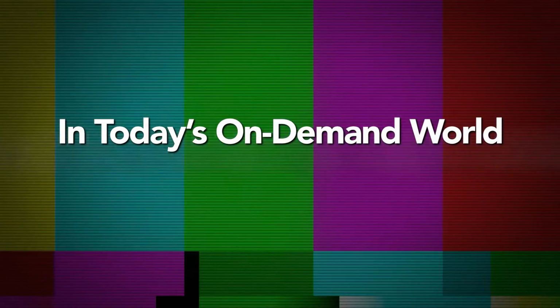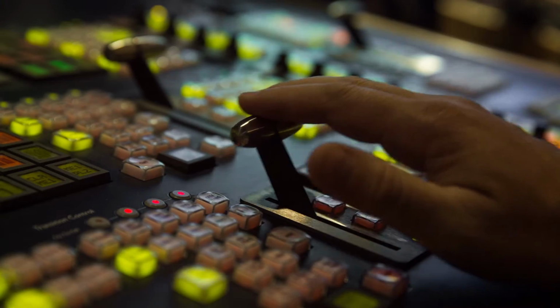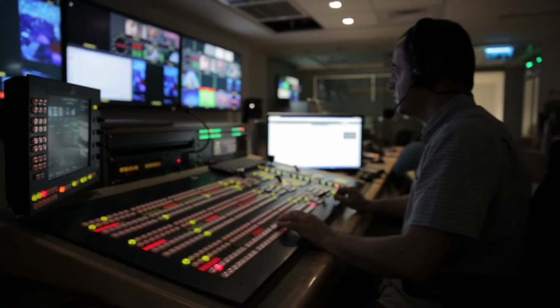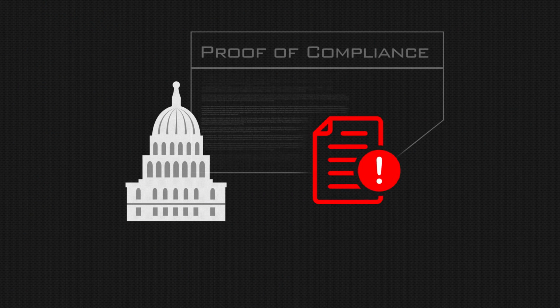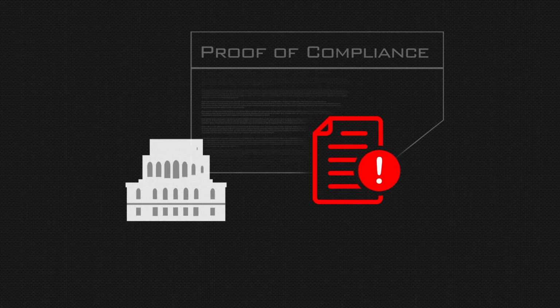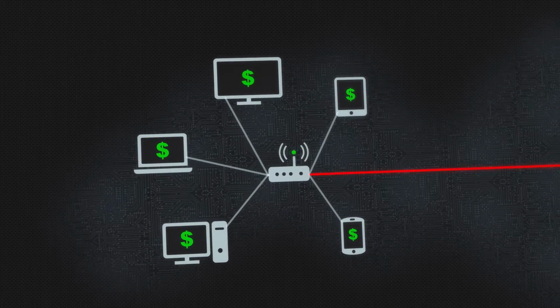In today's on-demand world, customers need immediate access to the content they want and expect the best experience possible, increasing the quality of service needed from content providers. Adding to the complexity of service delivery, governments now require proof of compliance. Your advertising revenue depends on viewership, in turn making your delivery network a vital piece of your operation.